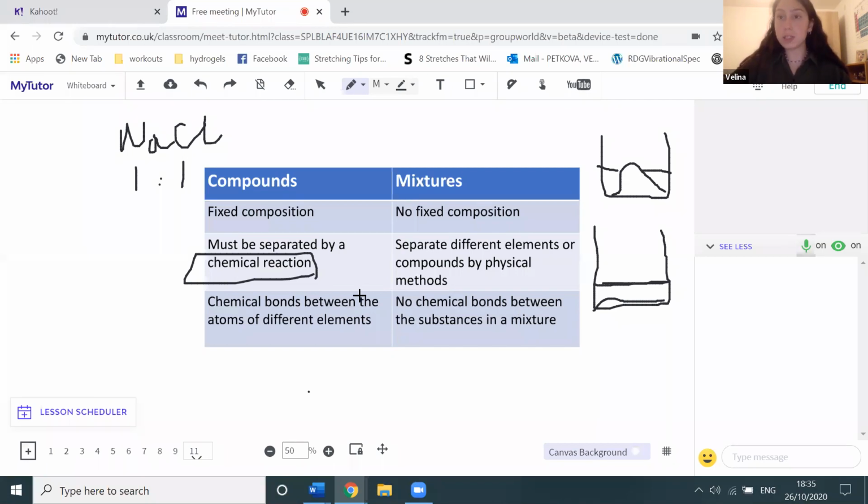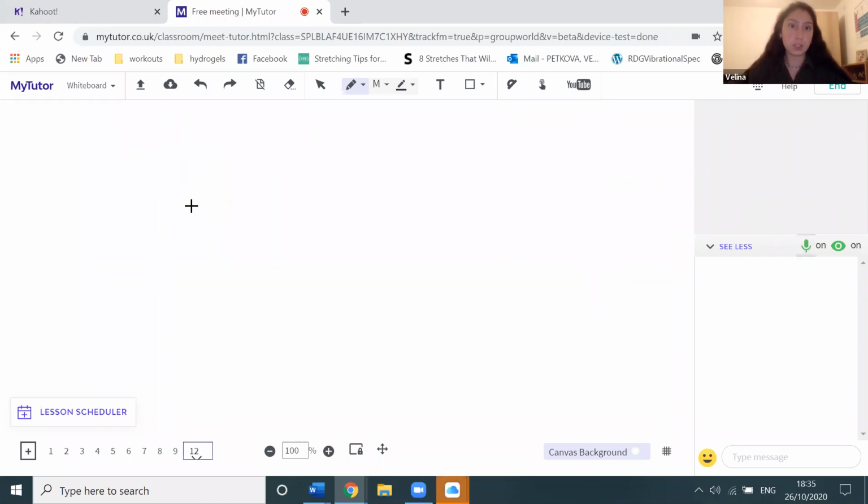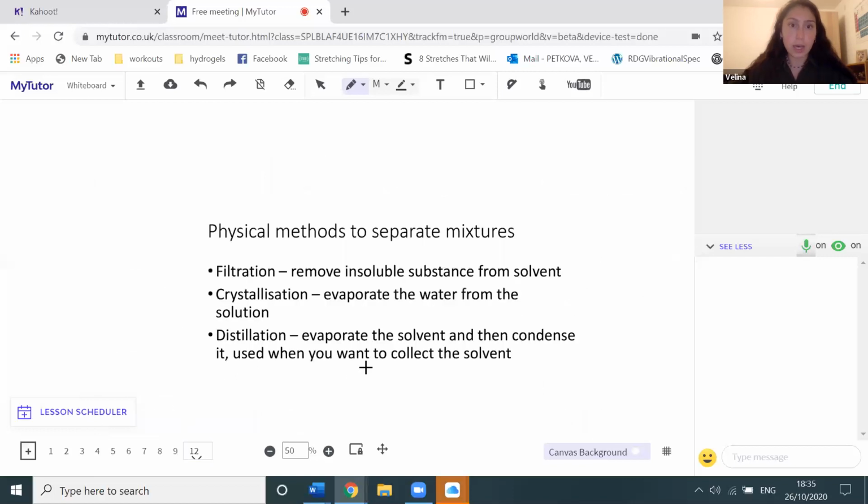So what's really important to note is that compounds have chemical bonds between the different elements, and to separate these compounds, you need to go through a chemical reaction. However, mixtures don't have chemical bonds between the different substances, and so you can separate them using physical methods, which we're now going to cover. We're going to cover 3 today, and then tomorrow we're going to do some more on separating mixtures with a couple other methods. Okay, so physical methods.